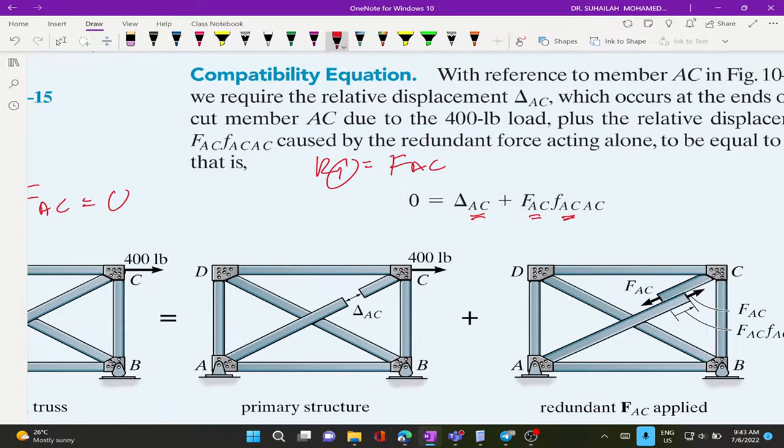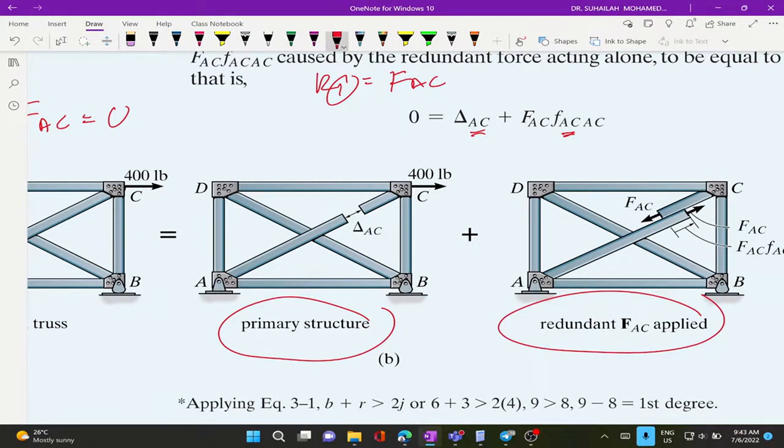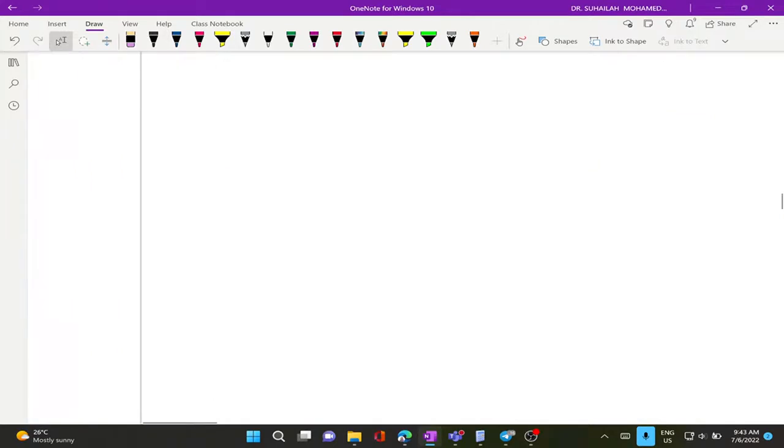What we need to do now is get the displacement from two systems, the primary truss and the redundant truss. So we should have one primary truss, and one redundant truss with FAC applied as the redundant. We have to remove the redundant, so we have a primary truss.